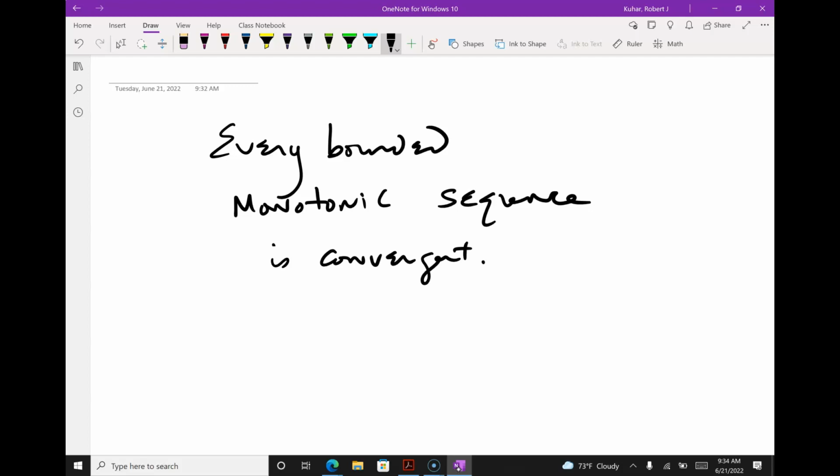Now, it's easy to tell if something is increasing or decreasing, and we did it in Calc 1. Do you remember first derivative test? So we're going to do first derivative test to show that we've got something monotonic, right?